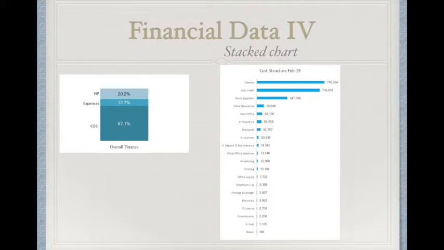We're still able to use a stacked chart, as in the figure on the left, for example, for a simple overview of the finance of the company, showing the cost of sales percentage versus expenses and net profit. But for the cost elements on the right side, which is more complicated and wide, it's hard to use a stacked chart. We replaced it with the right medium, which is the bar chart.